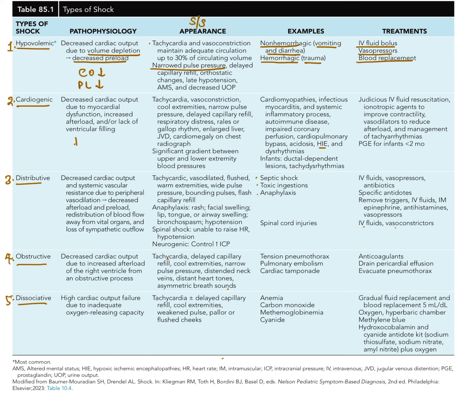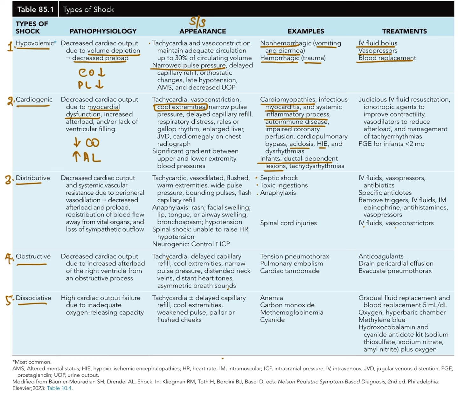Cardiogenic shock, there will be decreased cardiac output due to myocardial dysfunction. There is increased afterload and or lack of ventricular filling. This occurs in cases of cardiac dysfunction, as occurs in cardiomyopathy, myocarditis, as in case of inflammatory process, autoimmune diseases, impaired coronary perfusion, acidosis, HIE, in infants, duct dependent lesions. For this, the signs and symptoms are the same, but there are cold extremities because of increased afterload and myocardial function is decreased and cardiac output is also decreased.